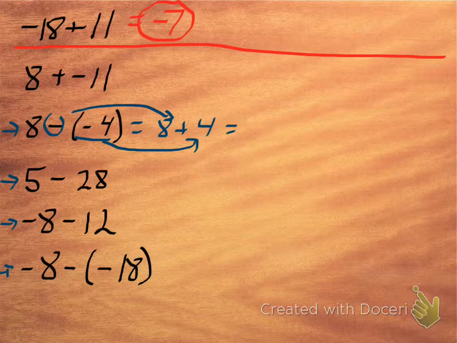And 8 plus 4, that's easy, right? We're just adding two things together with the same sign. So we're going to find the sum. They're both positive.